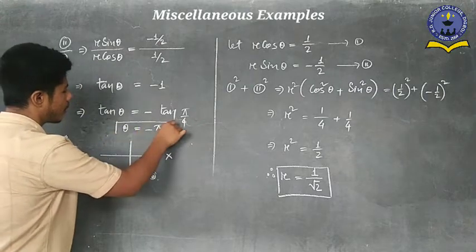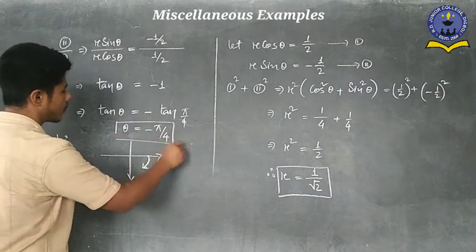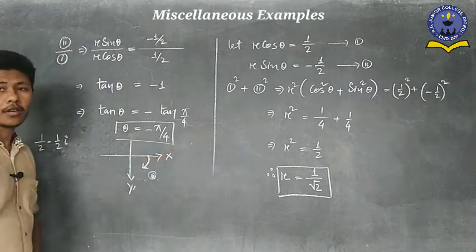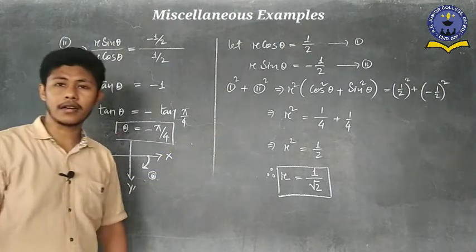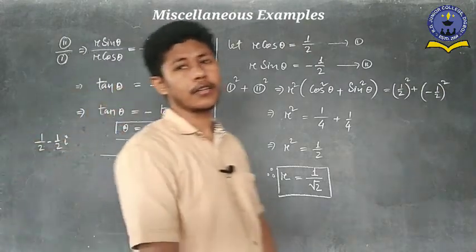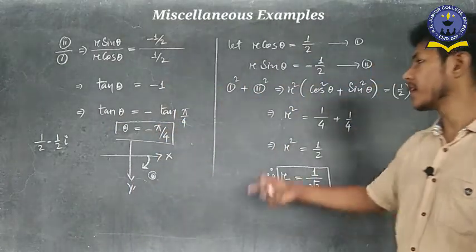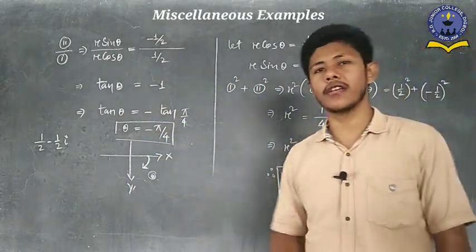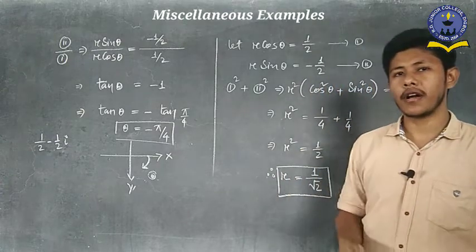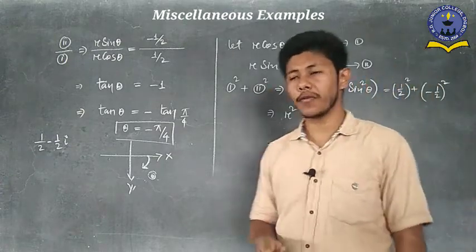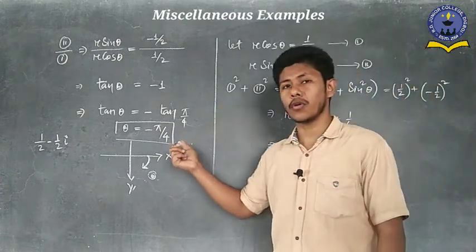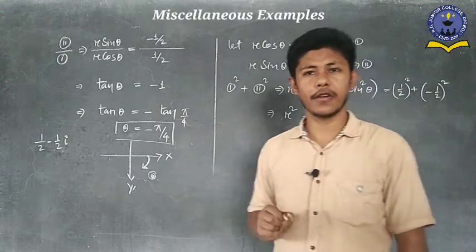So this one is the argument, and this one is the modulus here we get. Is it clear? I think all of you understood this one. So in this way, very easily, if a complex number is not given in a plus ib form, after converting it into a plus ib form, in this way we can find out the modulus and argument. I think all of you understood this one.